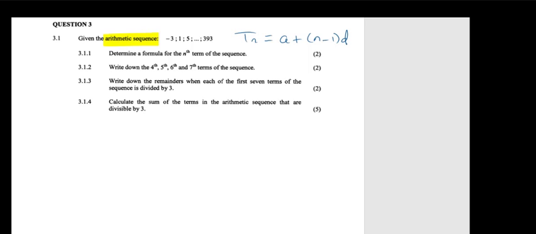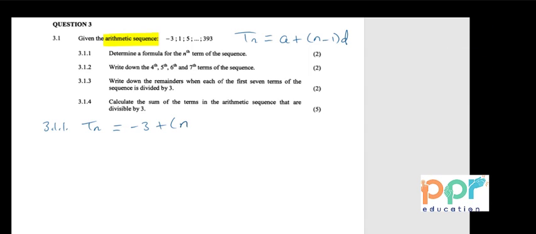Nth term, this is my solutions, 3.1.1. The nth term is equal to the first term value, so we've got minus 3 plus into n minus 1. Then you need to look at the difference: 1 minus minus 3, 4. 5 minus 1, 4, and so forth. So the difference d is equal to 4.